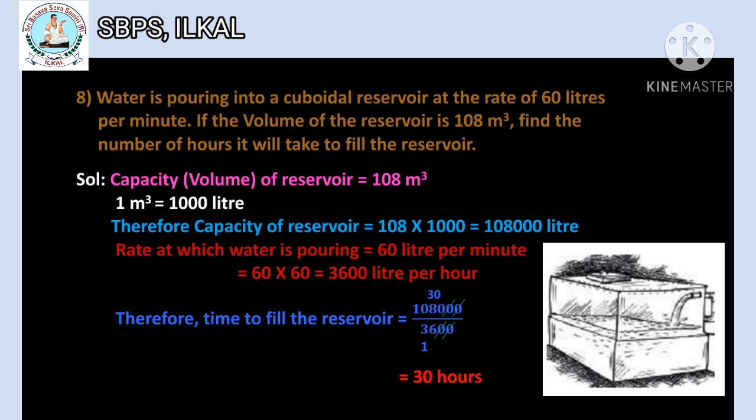Given rate at which water is pouring is equal to 60 liter per minute, which is equal to 60 into 60, which is equal to 3600 liter per hour. Therefore, time to fill the reservoir is equal to 1,08,000 divided by 3600. Strike out 2 zeros in the numerator and 2 zeros in the denominator, and then 36 ones are 36, 36 30s are 1080, which is equal to 30 hours. Therefore, 30 hours is required to fill the complete reservoir.